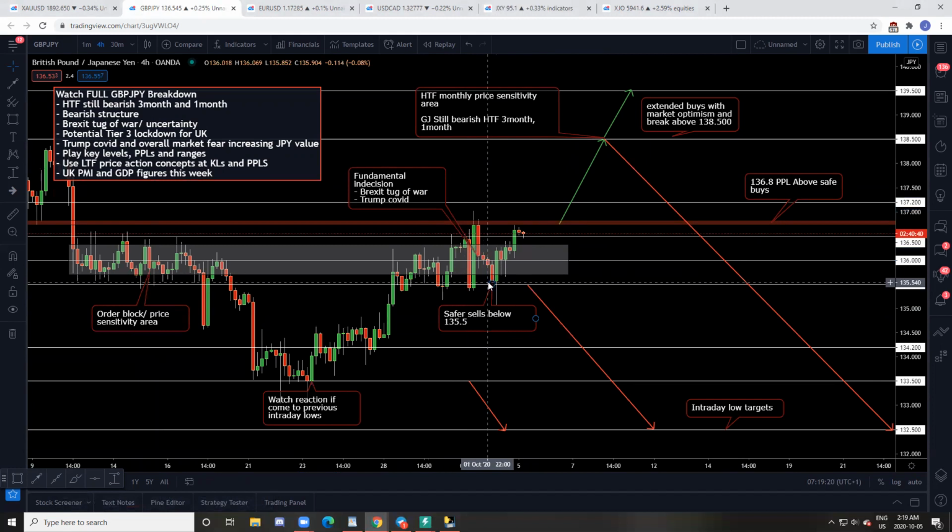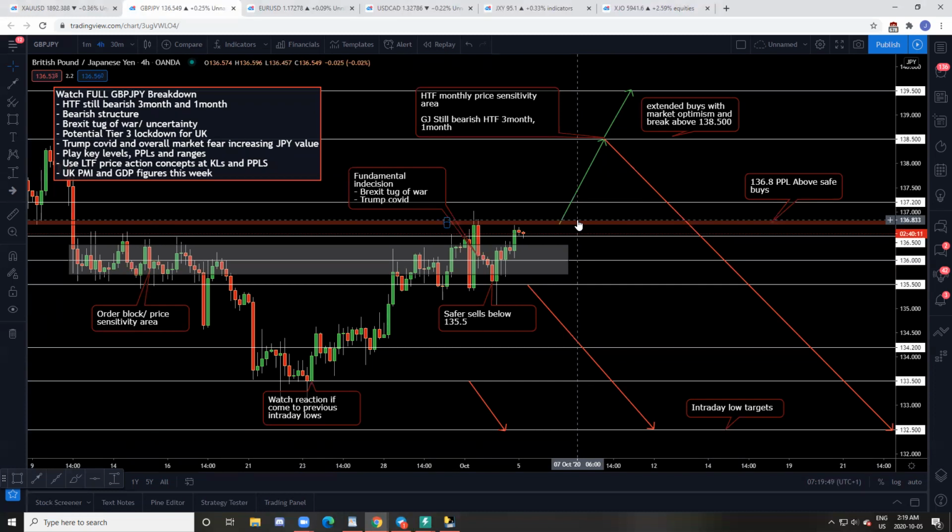But yeah, safer sells would of course be breaking below key level, higher time frame key level 135.5, coming below this order block and price sensitivity area, as well as where sellers have failed to break on the intraday multiple times now, getting some key intraday candle closures below there and running the sells down, a 4 hour candle close below there.